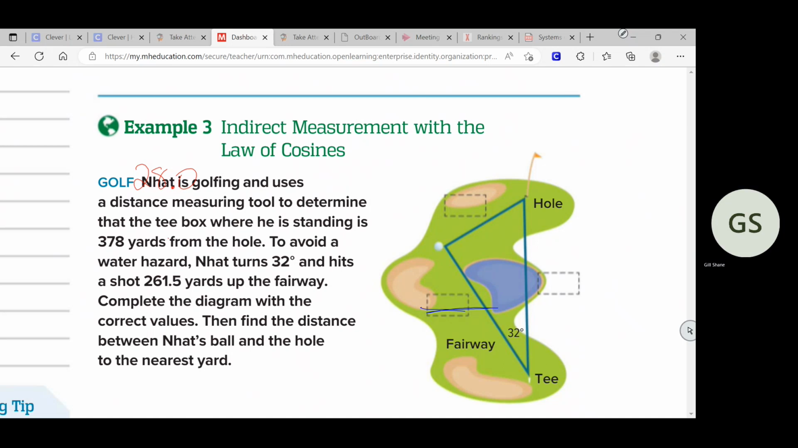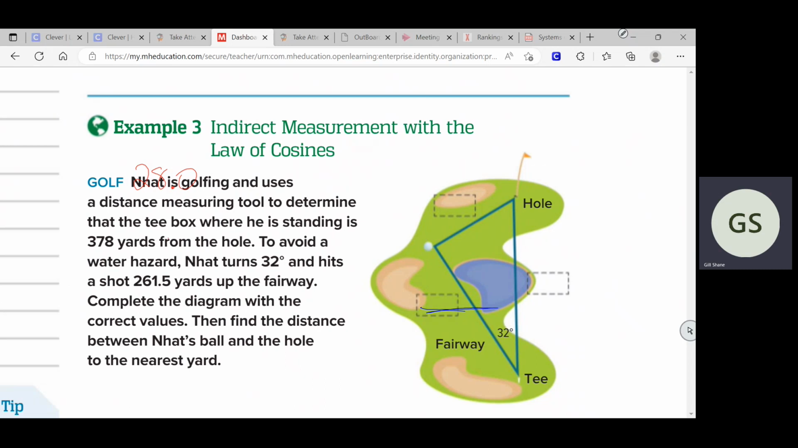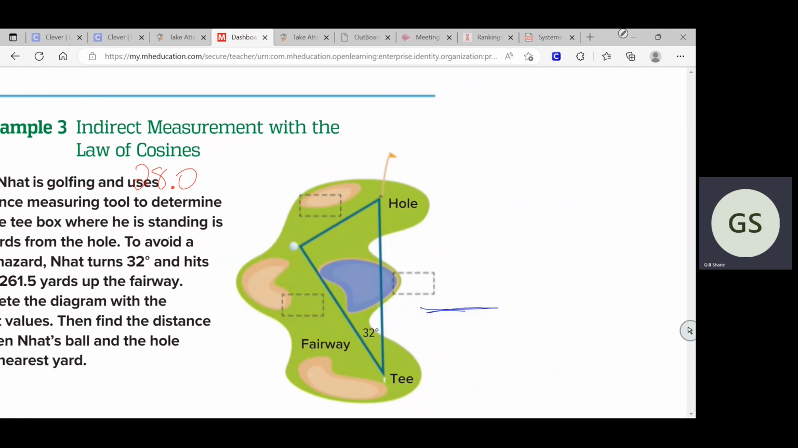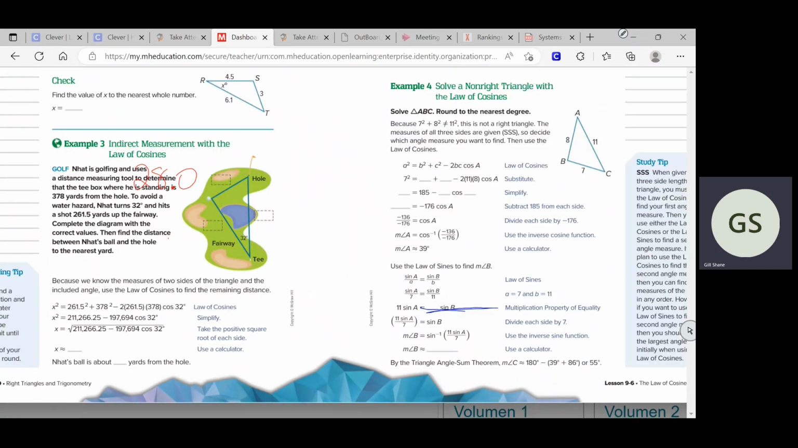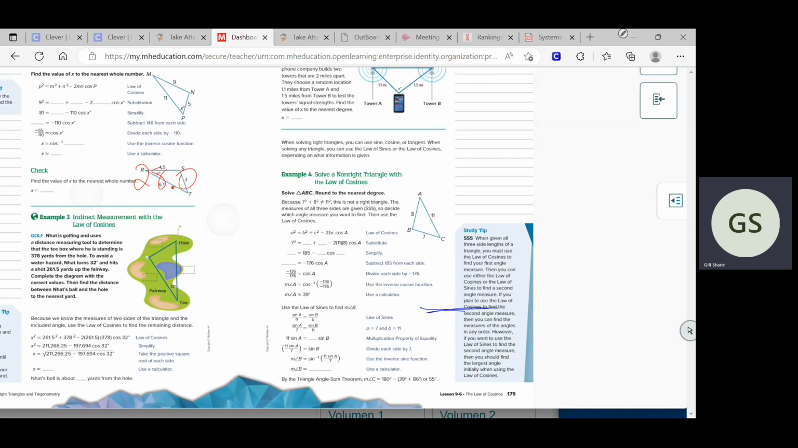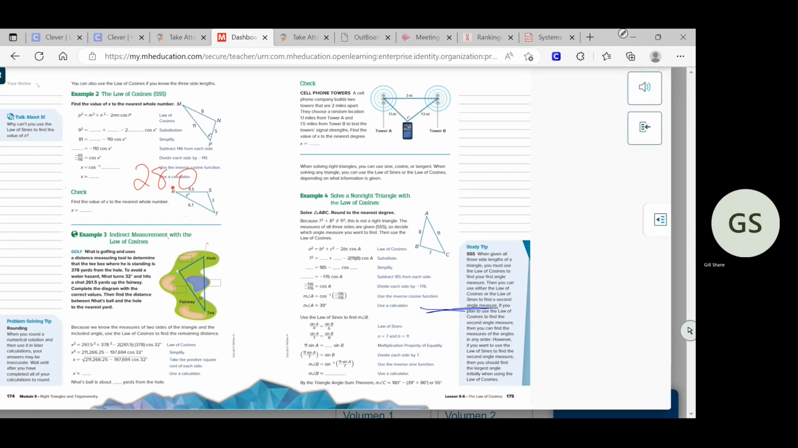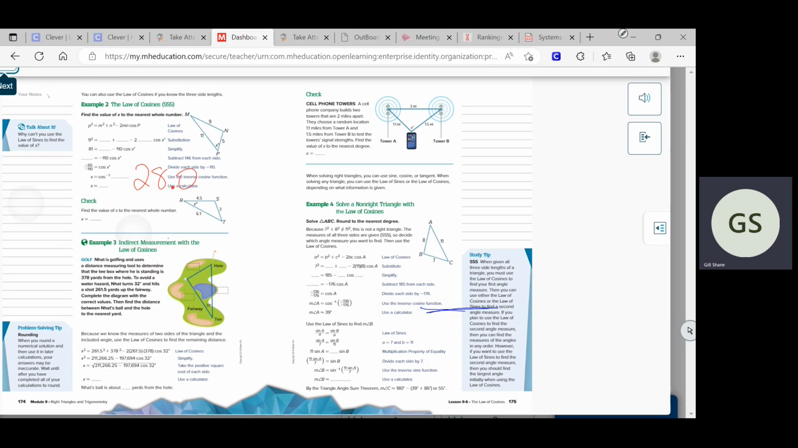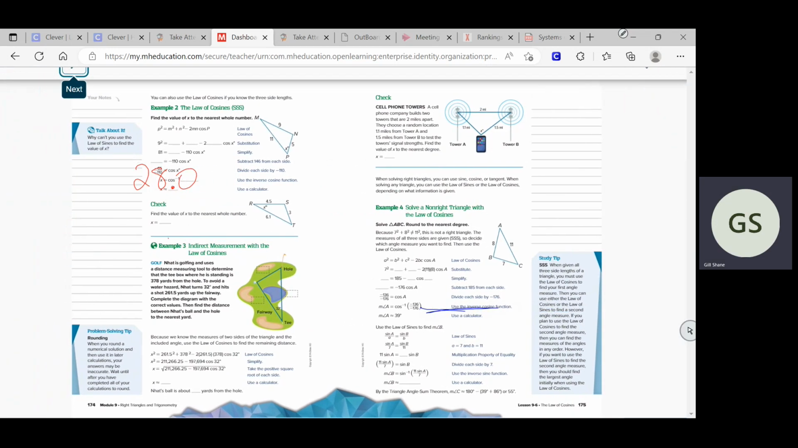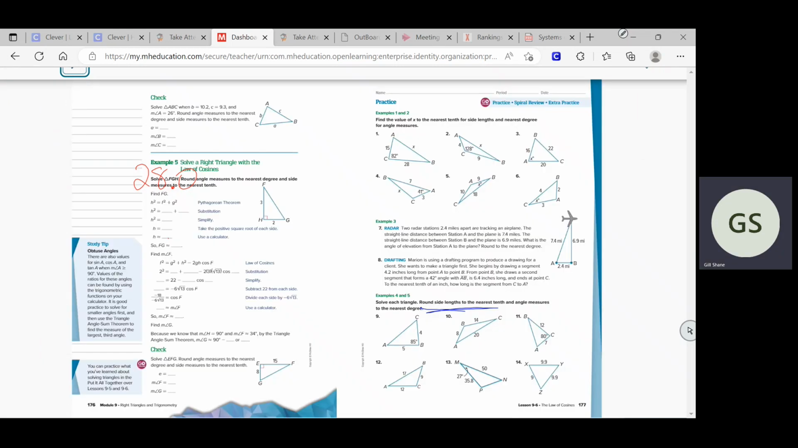So I will probably go over one or two of the word problems on Thursday, but mostly it'll be a practice day. So that's it for the new lesson. Here's your assignment from this lesson, page 177. Write this down, page 177, 1 through 14.